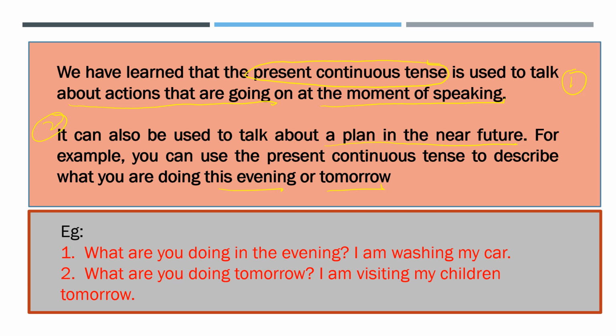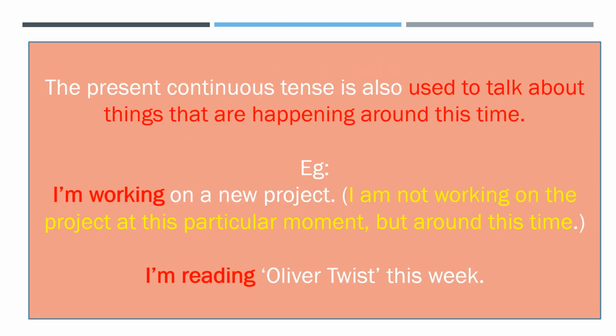So we do not say, I visit my children tomorrow, because it is not your common doing, or it is not something that you do commonly, that you always do. That is why we are using present continuous tense. Okay, now let us look at the next one.